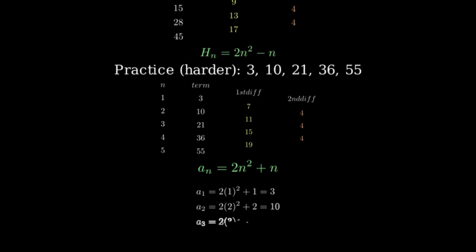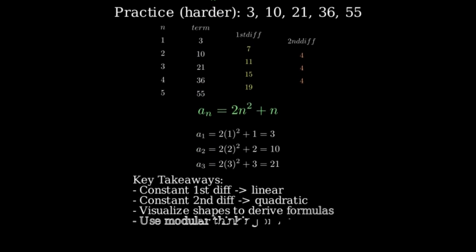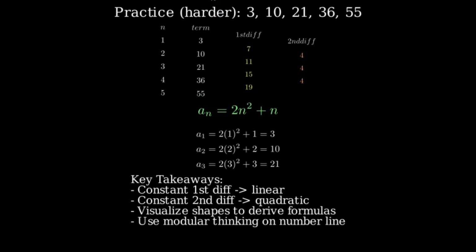To wrap up, here are the key takeaways. First, if first differences are constant, you have a linear rule, an arithmetic sequence. Second, if second differences are constant, you have a quadratic rule of the form a n squared plus bn plus c. Third, shape patterns can often be explained visually and lead to closed forms, like triangular numbers and square numbers.